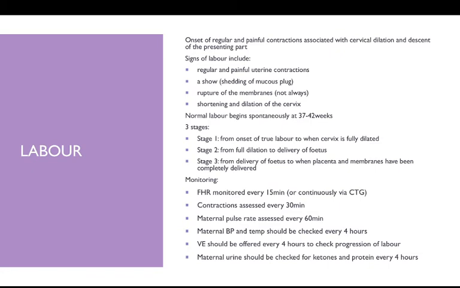So monitoring during labour. Fetal heart rate is monitored every 15 minutes, or if it's a high risk labour, you might continuously monitor it using CTG, cardiotocography. Fetal heart rate can otherwise be monitored every 15 minutes using a sonic aid. Contractions are assessed every 30 minutes. Maternal pulse rate is assessed every hour. Maternal blood pressure and temperature should be checked every 4 hours. And a vaginal examination is offered every 4 hours to check the progression of labour.